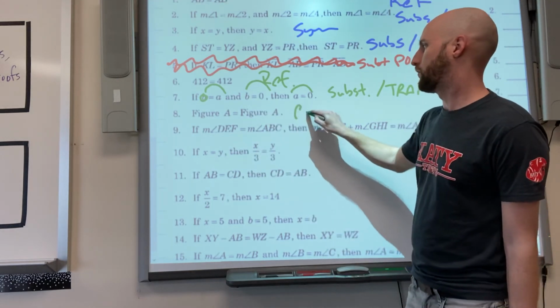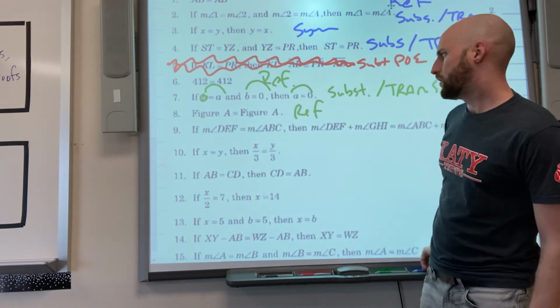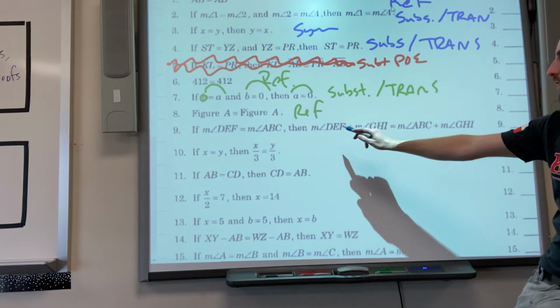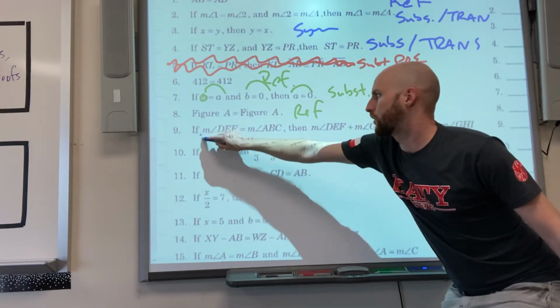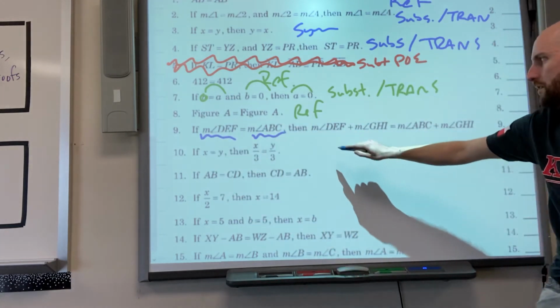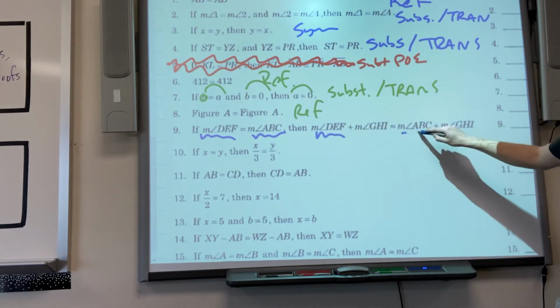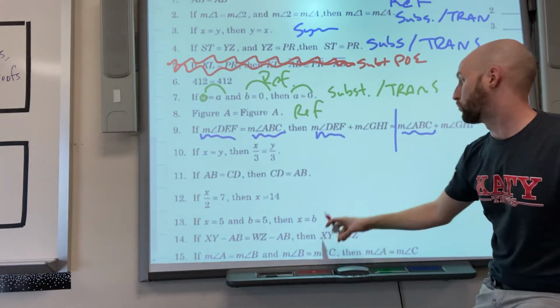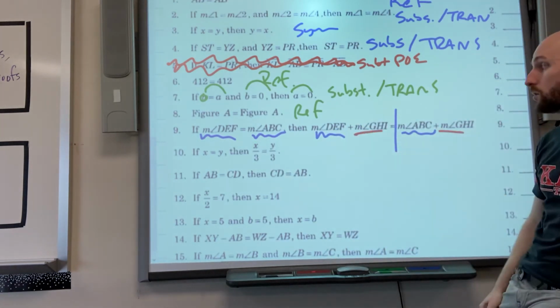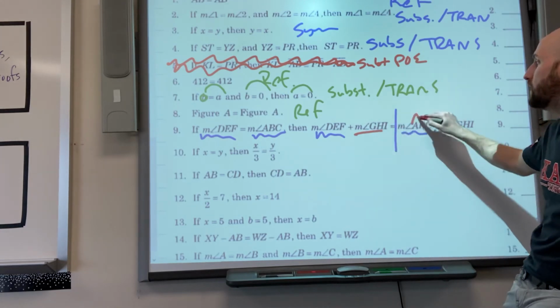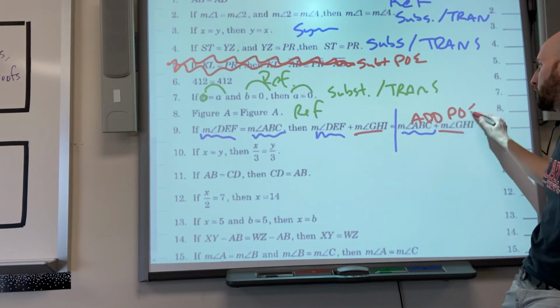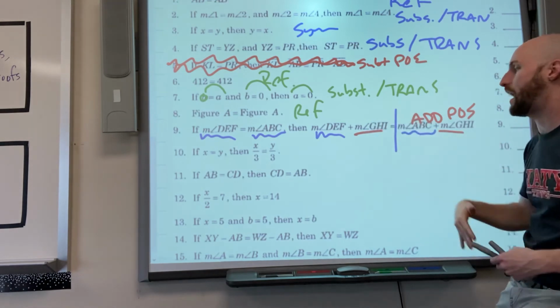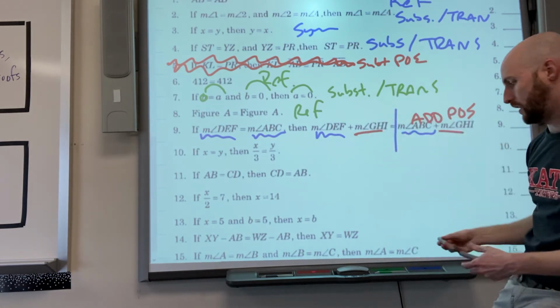Figure A, again, reflexive. These two angles equal each other. Then the measure, okay, let me find this. So DEF and ABC. Let me find where they're at. DEF and ABC. Looks like it just randomly added an extra angle to both sides, but they're doing it to both sides. That would be add POE. Okay, it'd be like adding 2 to both sides, where it's adding the measure of something specific to both sides.